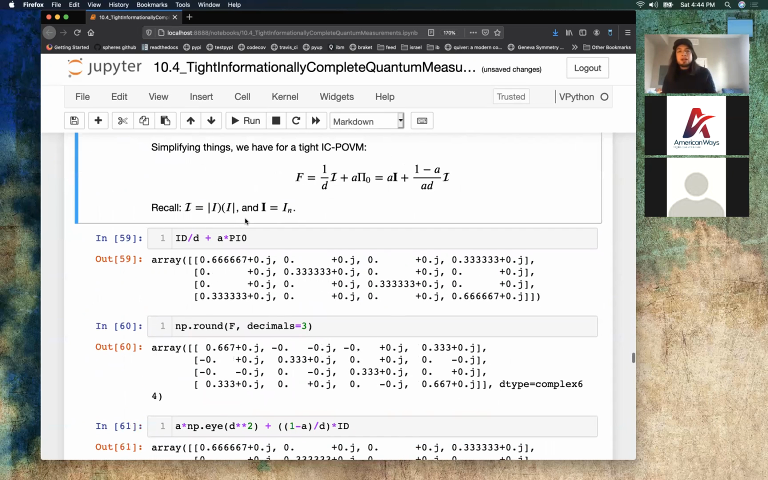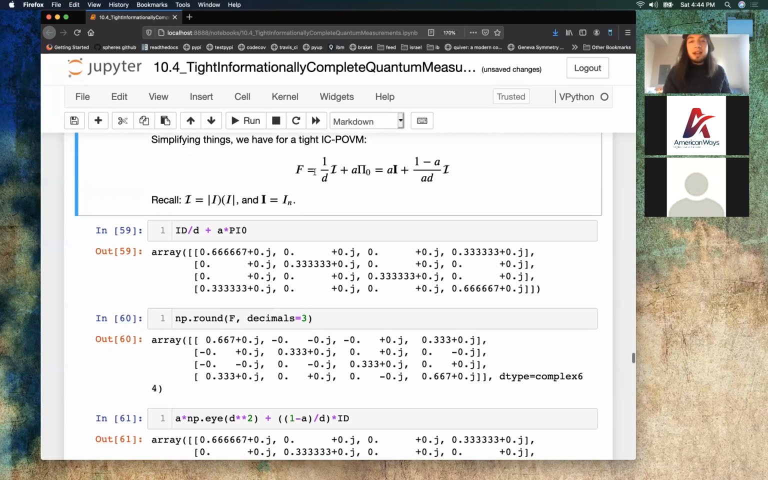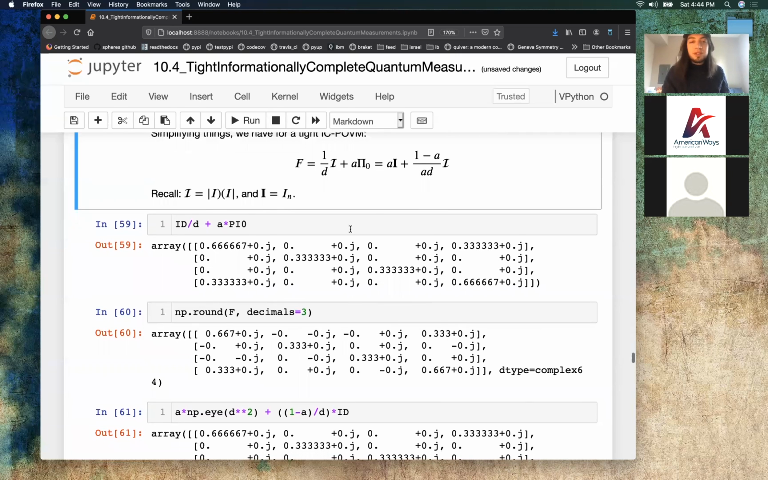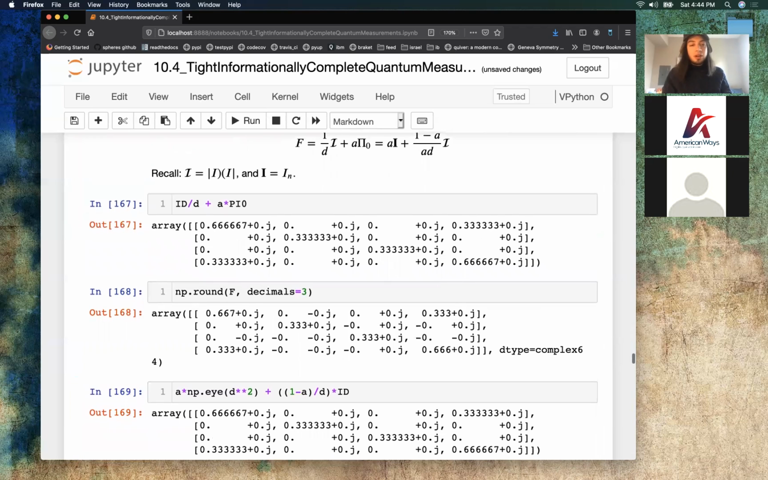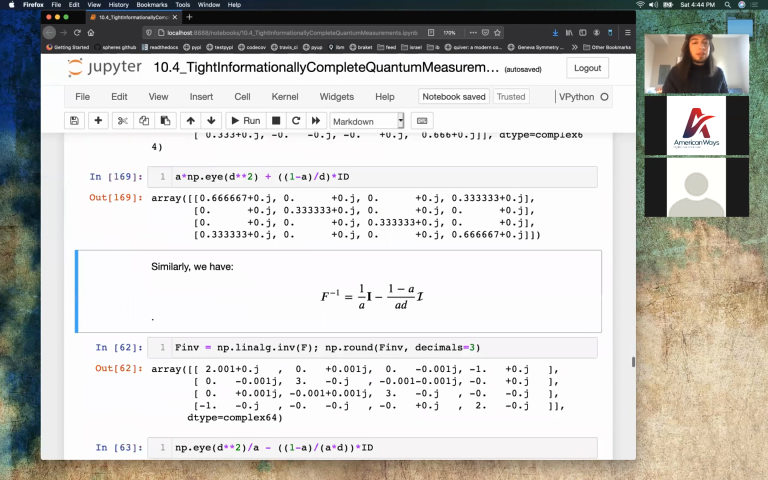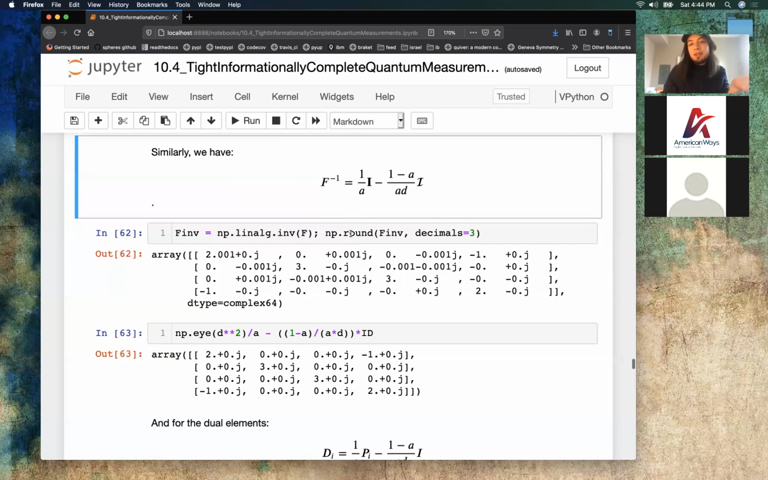We can fiddle around a bit and do a lot of simplification. We could write F as this, where this weird looking I is the identity superoperator. We take the identity, vectorize it, and take the outer product with itself. This is the identity in d squared, or N, dimensions. So we can write F like this in these simpler ways. You can see that this works; we get the same matrix. And similarly, there's a cool little formula for F inverse.